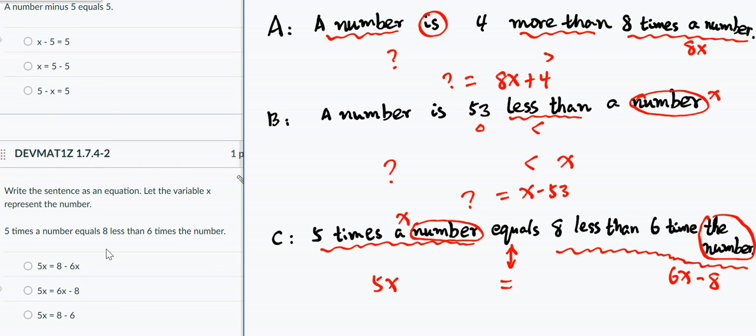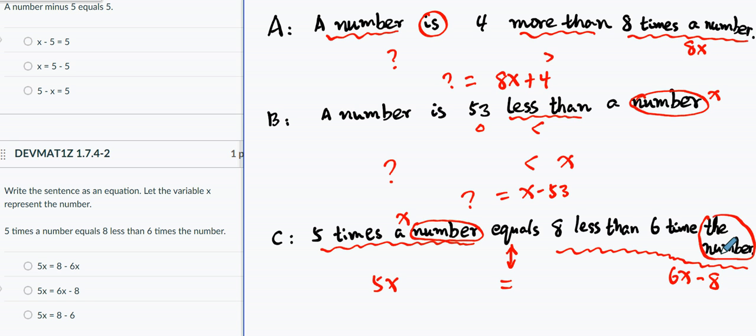All right. Now, let's look at the last one. 5 times a number equals 8 less than 6 times the number. 5 times a number we know, that's the left-hand side. So here is this one. 5 times a number equals, you see, equals what? Equals 8 less than 6 times the number.